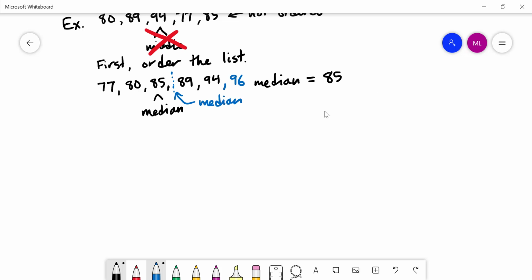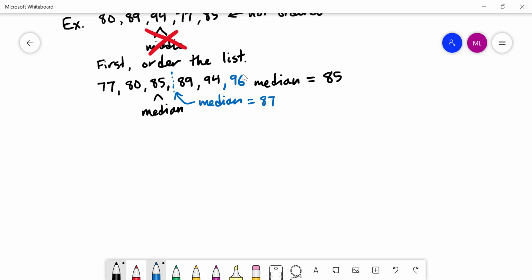And I would have to find the halfway point between 85 and 89, which would be, in this case, 87. I can kind of find that by observation. But otherwise, you have to average these 2 numbers together. You have to find the mean of the 85 and the 89 to find the halfway point between them. And that would give us this for our median. But again, all this blue stuff assumes that this number 96 had been tacked on.